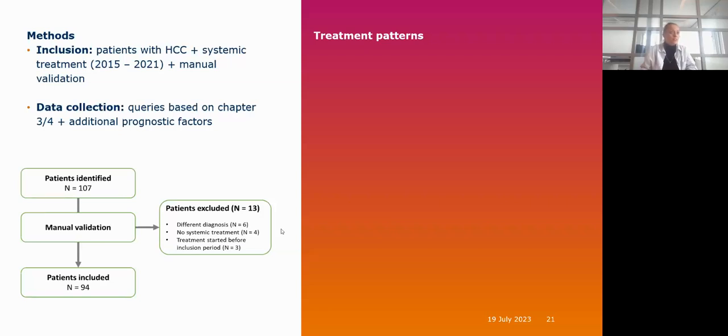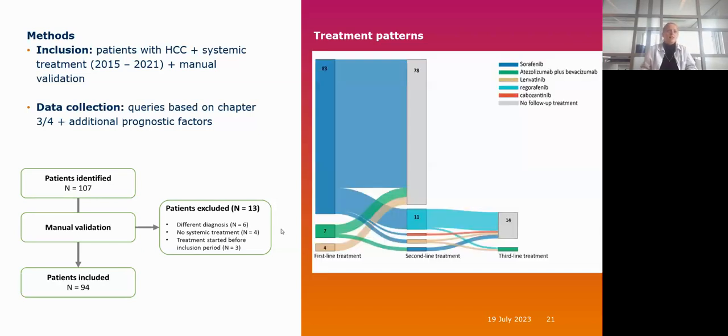Here you can see the effect of the manual validation. We could exclude some patients because of different diagnoses, or they didn't actually start the treatment, or outside of the period. And again, a treatment pattern we could make. Just as we expected, since a lot of patients only had sorafenib, those were the most of our group, but some had the possibility to change. Since this is the biggest group, we only continued our research with this group.